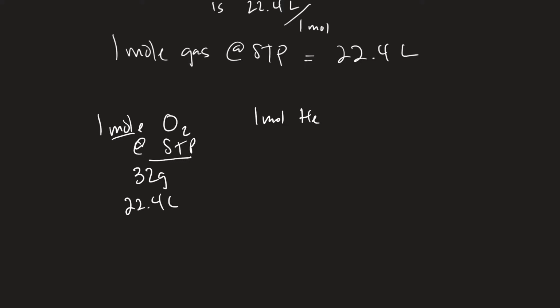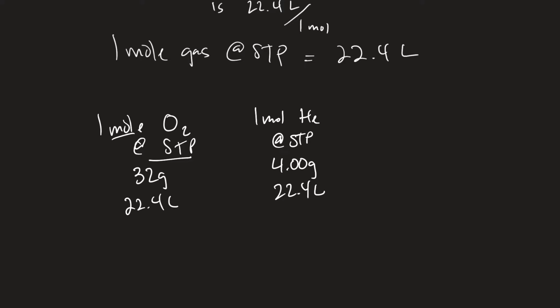Same thing if we had 1 mole of helium at STP. Well, what's the mass of helium? If you look at the periodic table, it turns out to be 4.00 grams, and the volume of helium, if it's at STP and you have 1 mole of it, is always 22.4 liters.